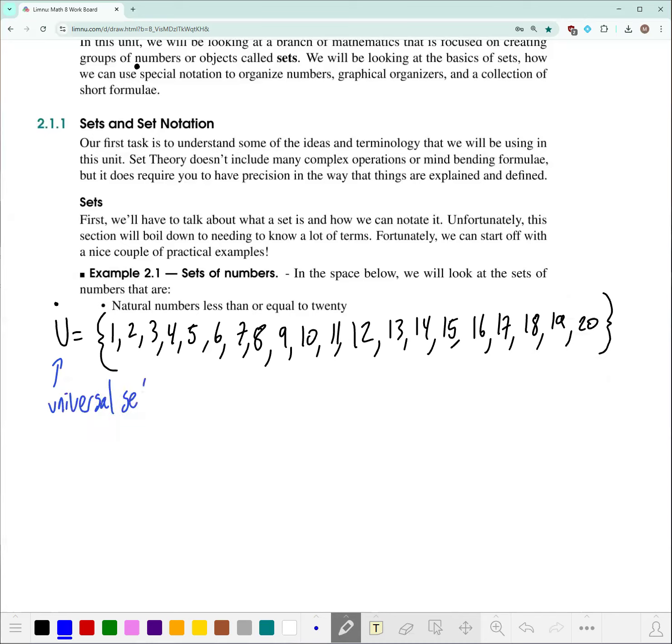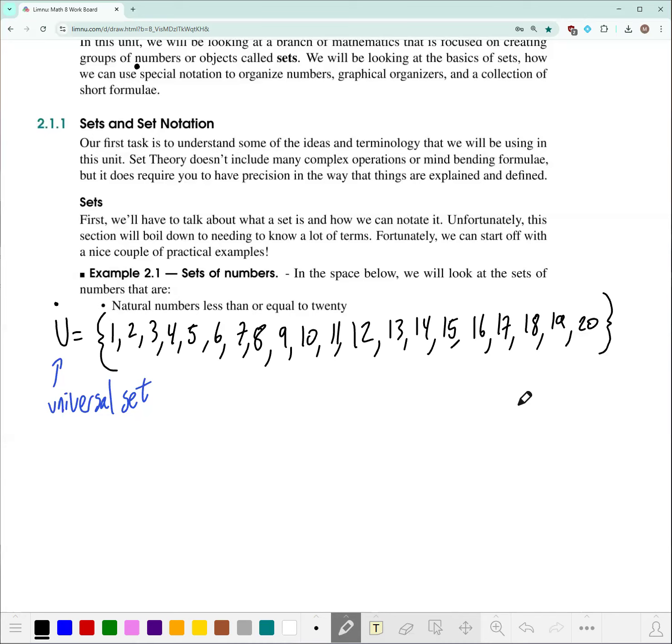I think my penmanship's actually getting better on this, which really tells you where the bar was beforehand. So anyways, U, our universal set, is equal to this box of numbers, which is 1, 2, 3, 4, 5, 6, 7, 8, 9, 10, 11, 12, 13, 14, 15, 16, 17, 18, 19, and 20. So that's our set, U.